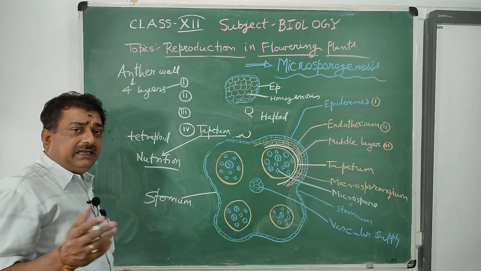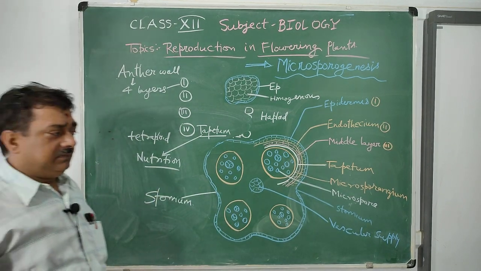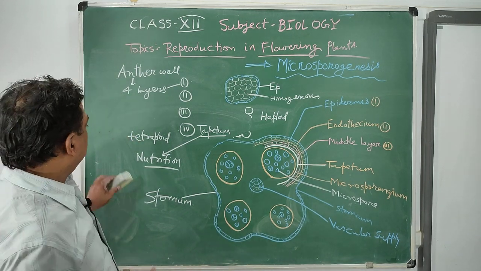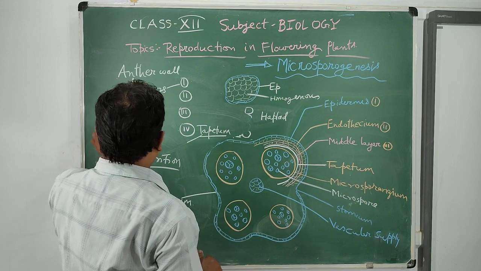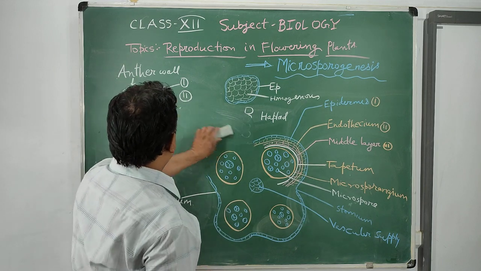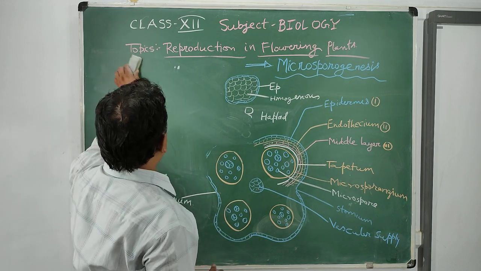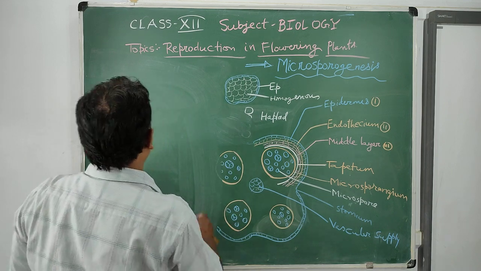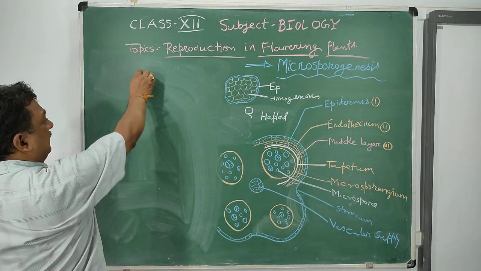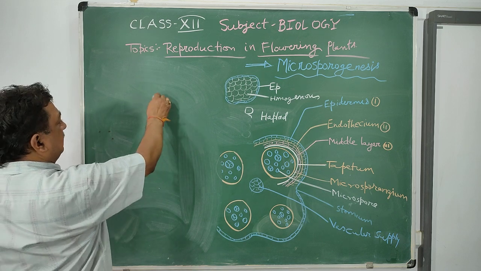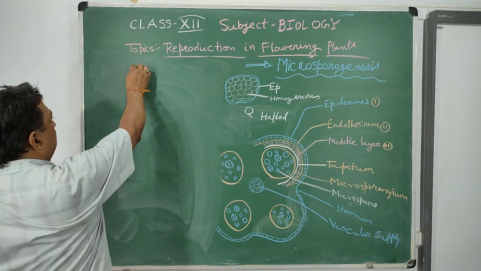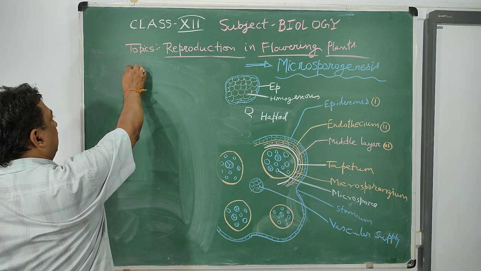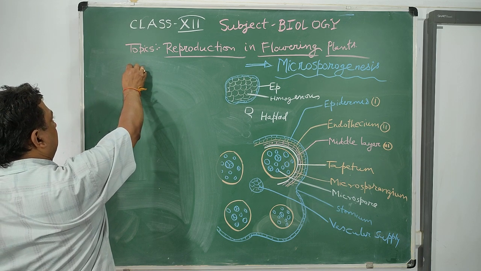There is very little difference between the microspore and pollen grain. A germinated microspore is called pollen grain. So this is about microsporogenesis. Microsporogenesis takes place inside the anther, which is a part of the male sex organ, that is androecium.